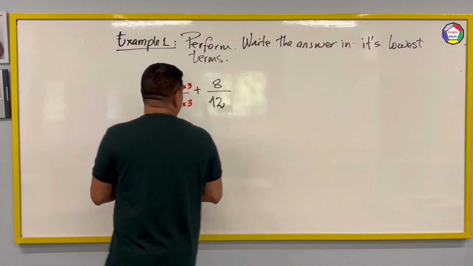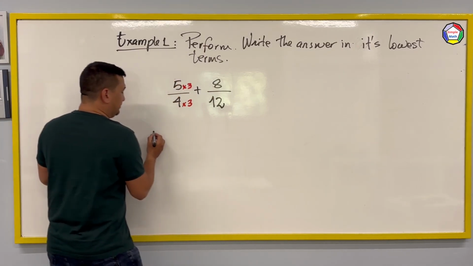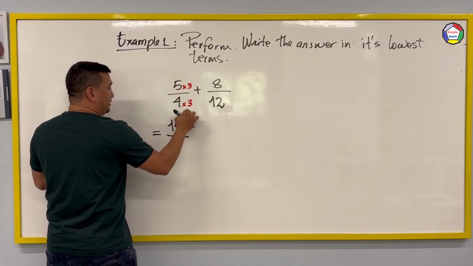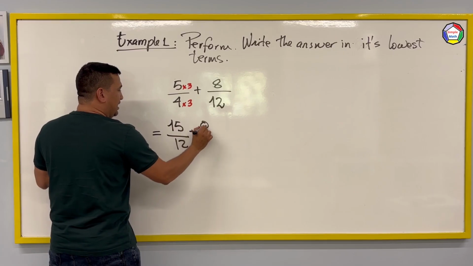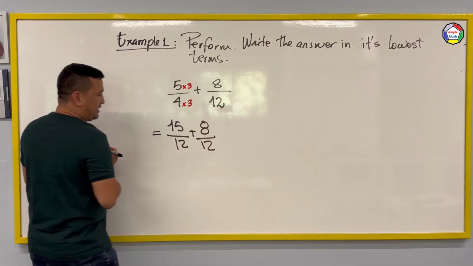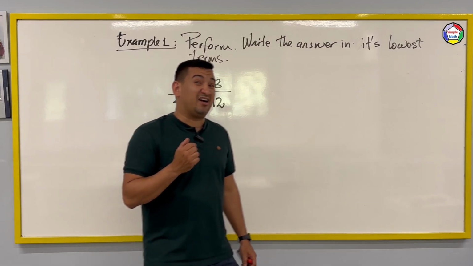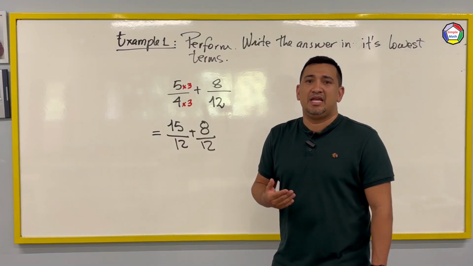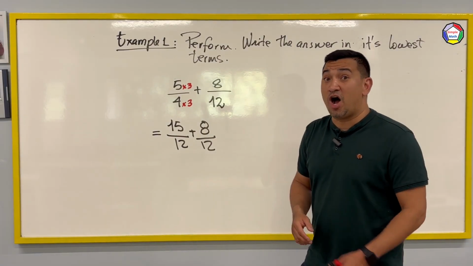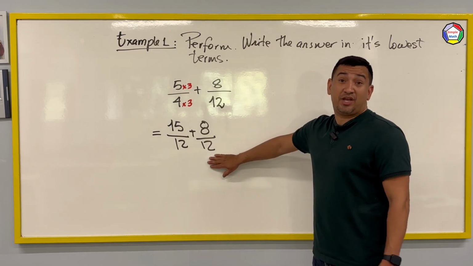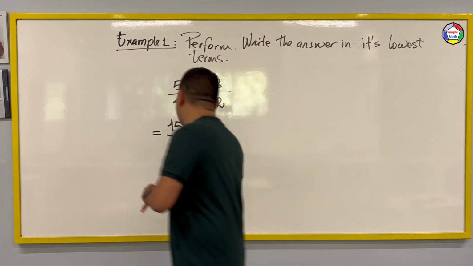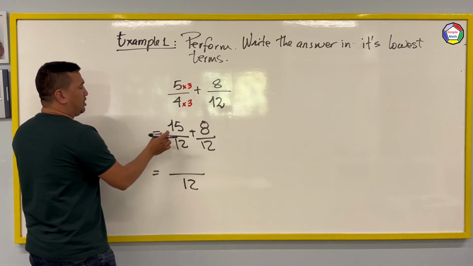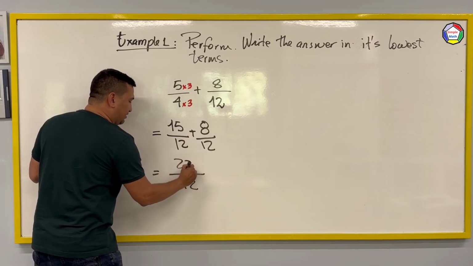So the new exercise is going to be 5 times 3, 15, and 4 times 3, 12, plus 8 out of 12. Yes? Now the fractions are like. We have like fractions, and I have already explained how to solve addition and subtraction of like fractions, right? Because they're like, we keep the same denominator in the answer, and we solve the operation on top. 15 plus 8 is 23.